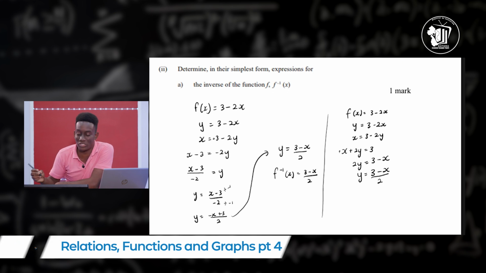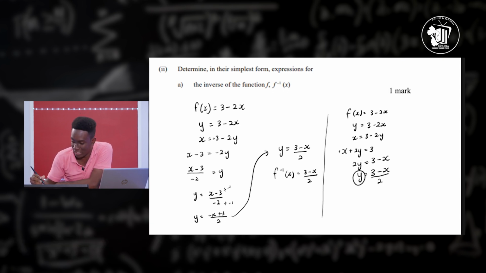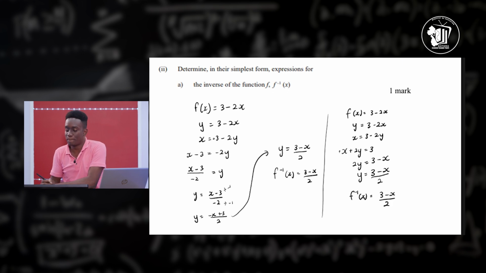And then to end off the question, I will say we replace y with the function that we wanted to find, which is the inverse of f of x. So I'll have f inverse of x is equal to (3 minus x), all divided by 2. And that is how I can do that instead of going through this additional step that I had at the bottom here. And this is the answer.